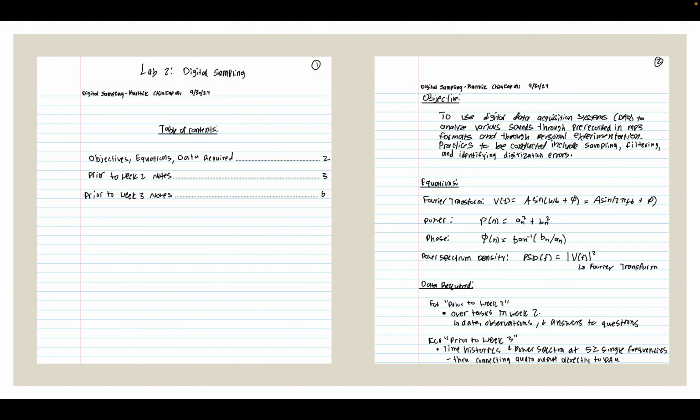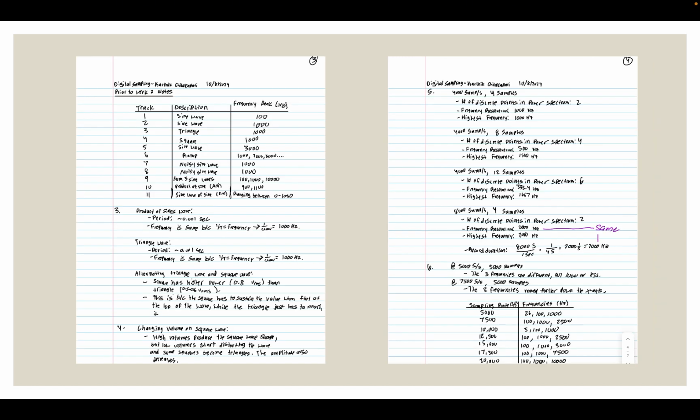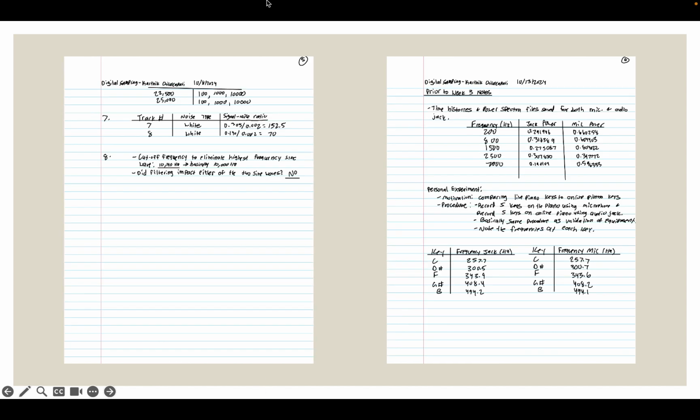Here are my lab notebooks. So we just have the table of contents on the right, the objective, equations, and data required on the, no, sorry, table of contents on the left, and then objective, equations, and data required on the right. Here are my prior to week 2 notes, just seeing the trends in every single track that we were asked to look at. Continuing week 2 on the left over here, and then here on the right was when week 3 started.